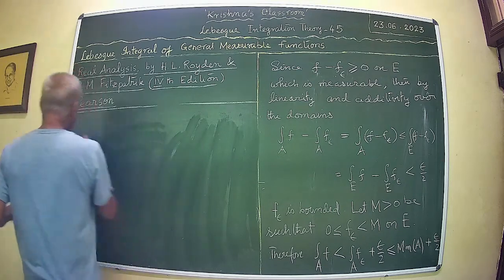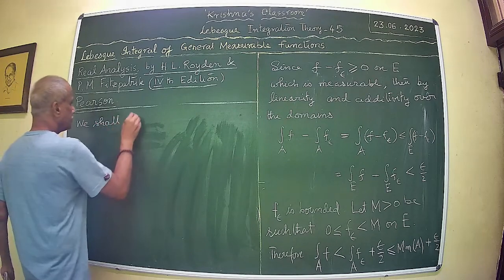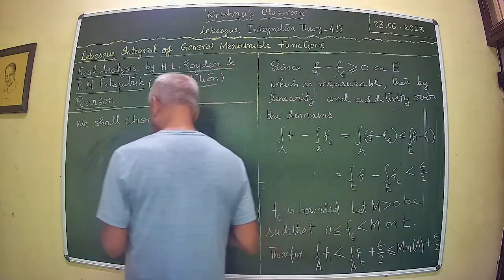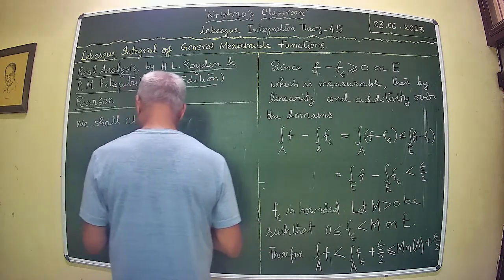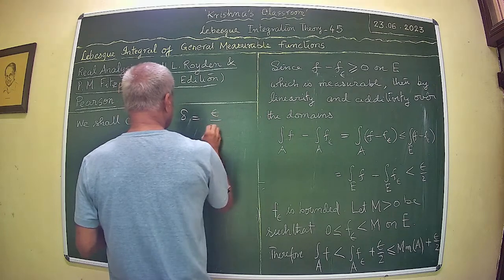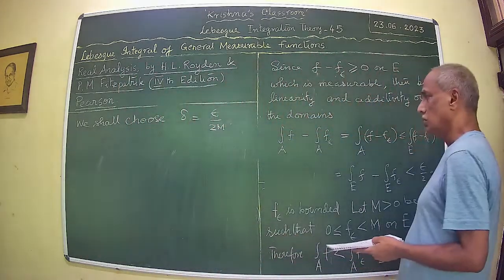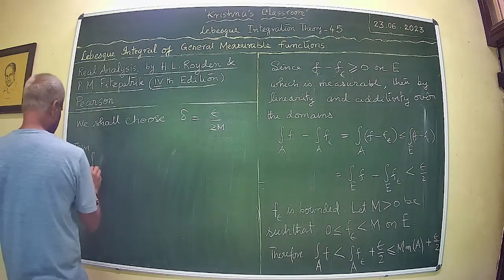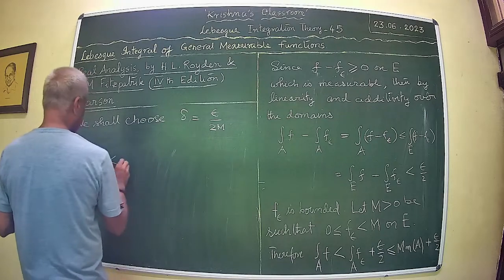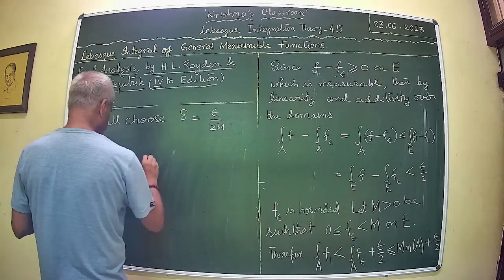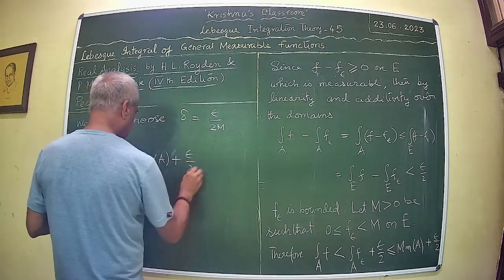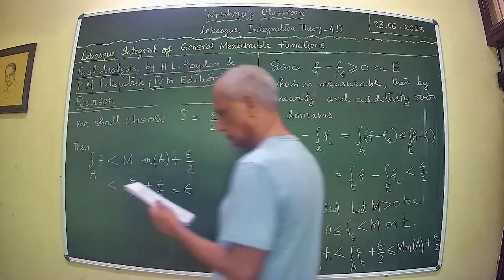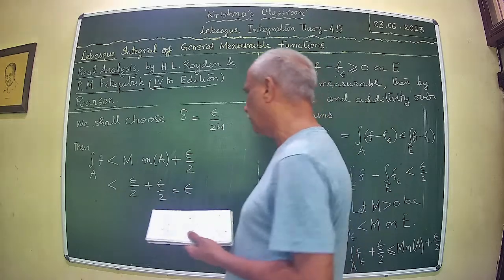Now we shall choose delta equal to... So for the given epsilon you have chosen the delta, then the integral over A of f is less than m times epsilon. So that's the result.